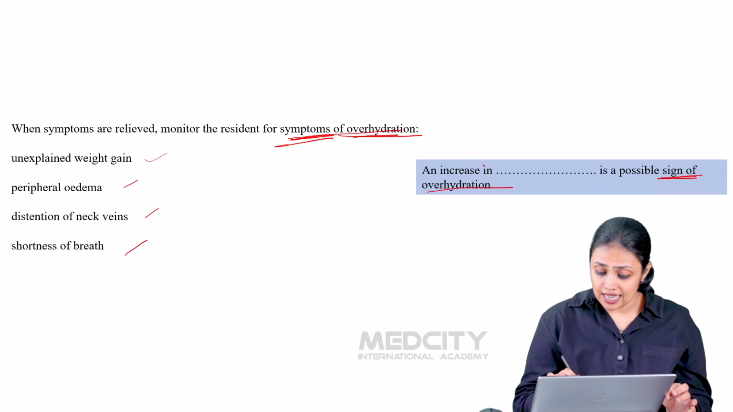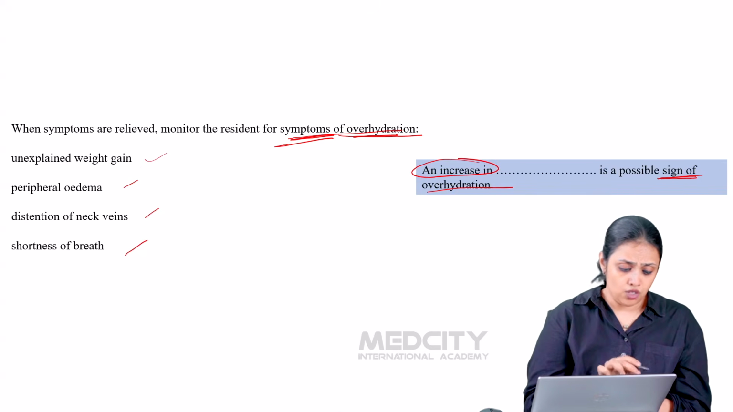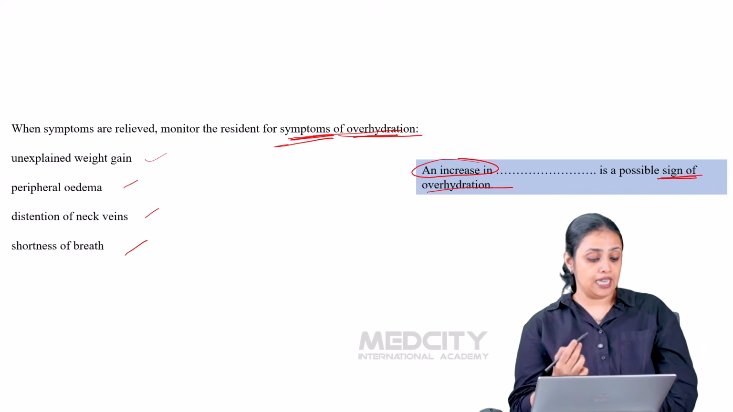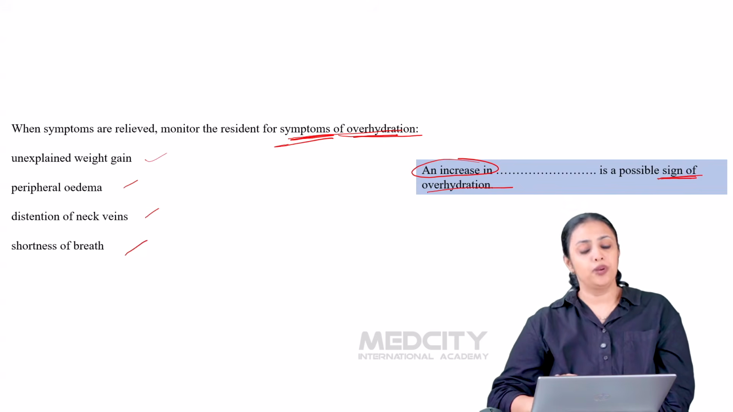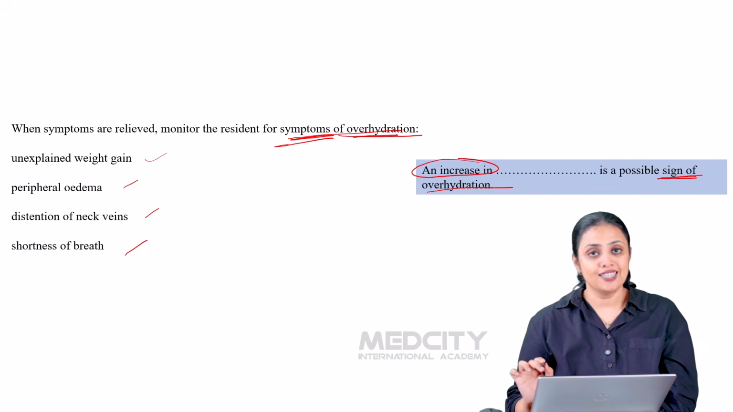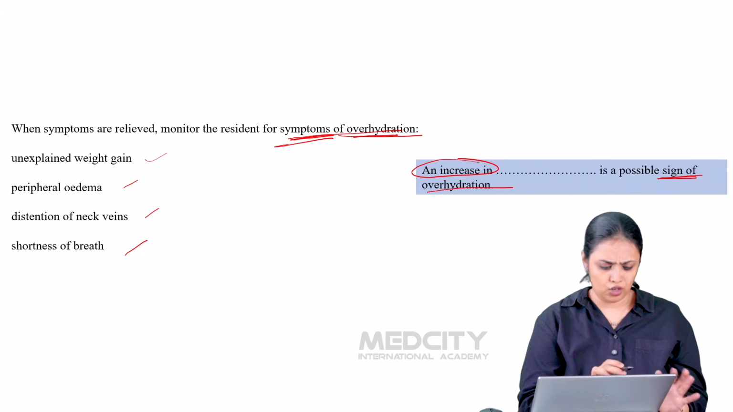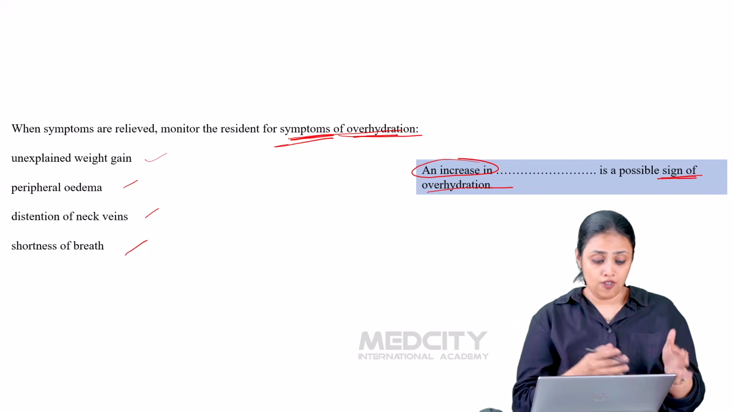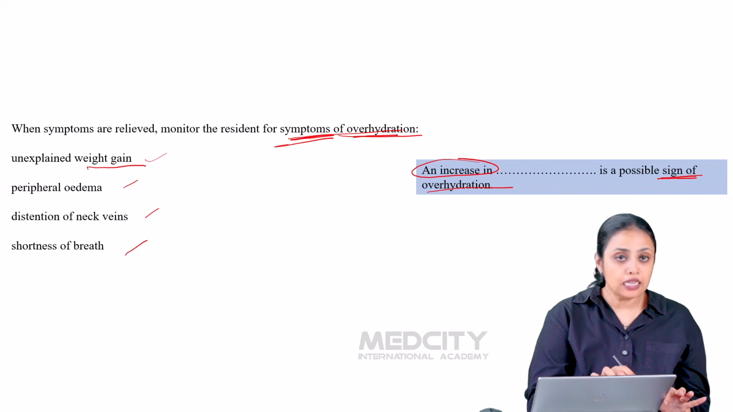Now the question says an increase in something is a possible sign of overhydration. So here the points given are unexplained weight gain, peripheral edema, distension of neck veins, shortness of breath. An increase in something. So you understand that it is weight gain. It will not be an increase in peripheral edema, that's not logical. An increase in distension of neck veins, no. An increase in shortness, no. Of course they are talking about the weight gain. You understand that because it is weight gain.